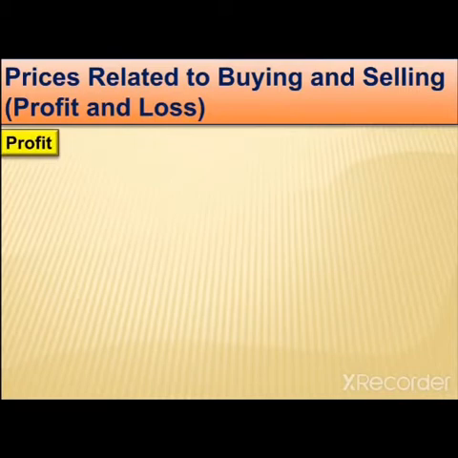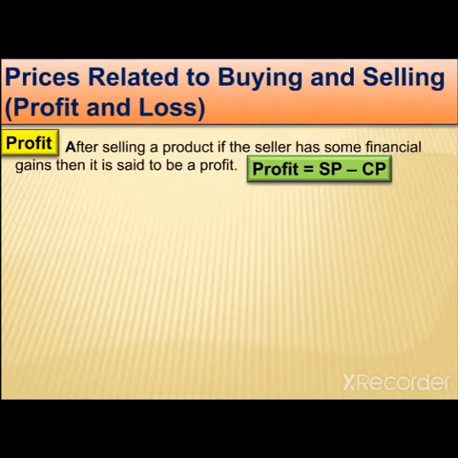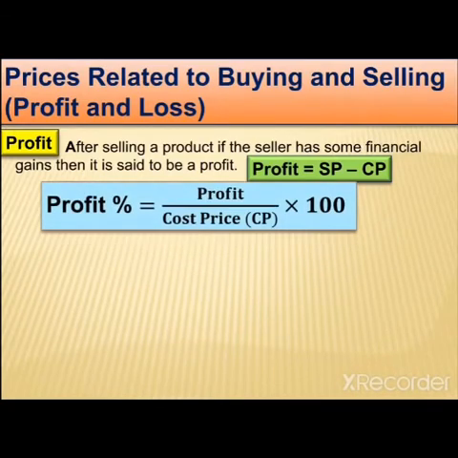Next one is profit. After selling a product, if the seller has some financial gains, then it is said to be a profit. Profit equal to SP minus CP. It means selling price is greater than cost price. And if we find the profit percentage, the formula is profit divided by cost price multiply 100.